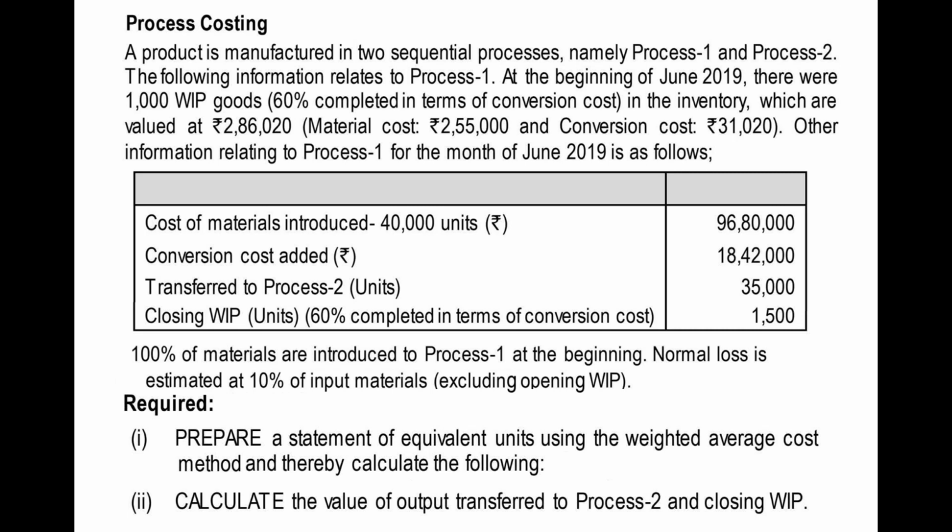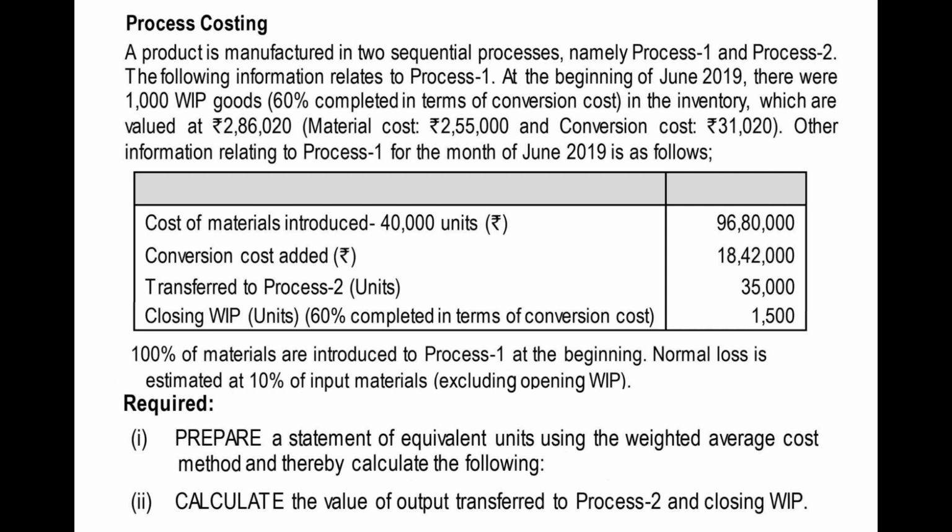At the beginning of the month of June 2019, there was opening work in progress of 1000 units. Out of 1000 units, 60% is completed in terms of conversion cost. That means the remaining 40% is to be completed in this process, then it will be considered as finished goods. Whatever is completed, the 60%, has two costs, namely material as well as conversion cost. The total cost of work in progress is rupees 2,86,020. Out of this, the material cost portion is 2,55,000 and conversion cost is 31,020, put together rupees 2,86,020.